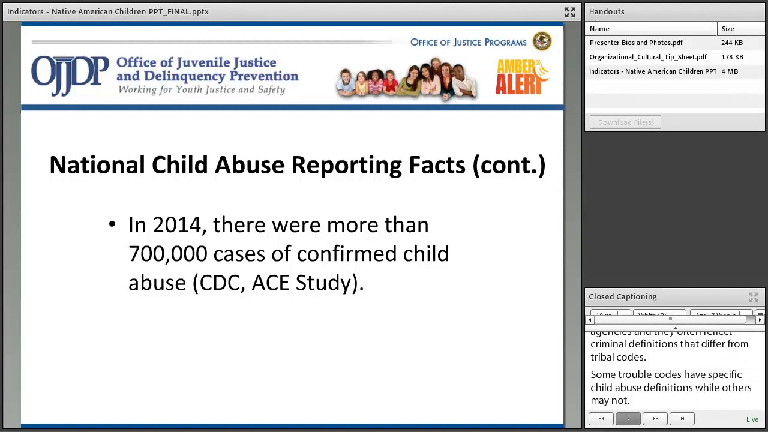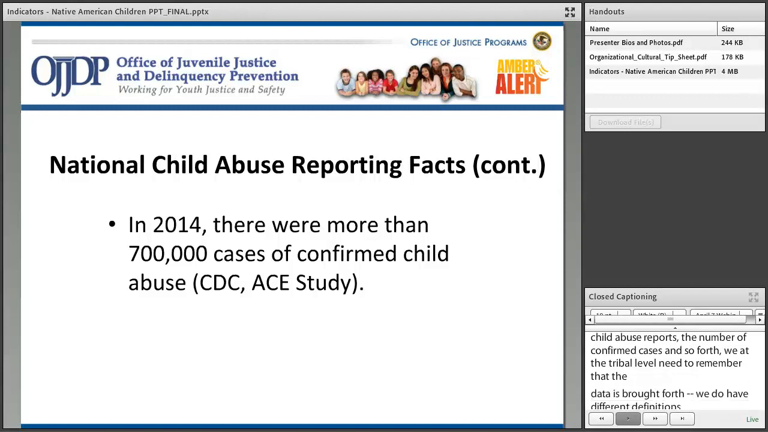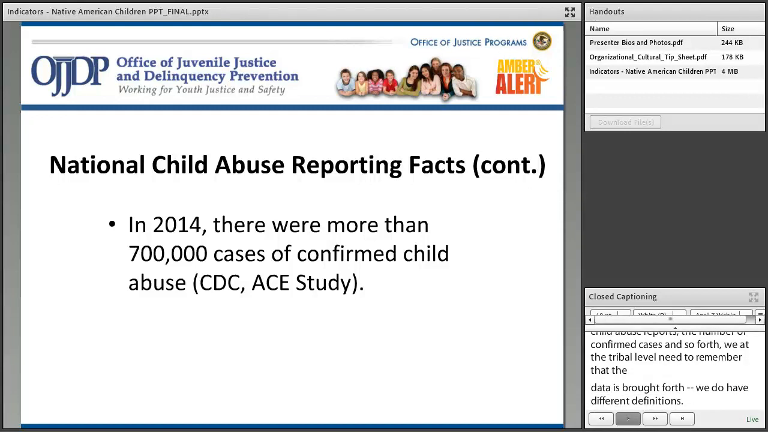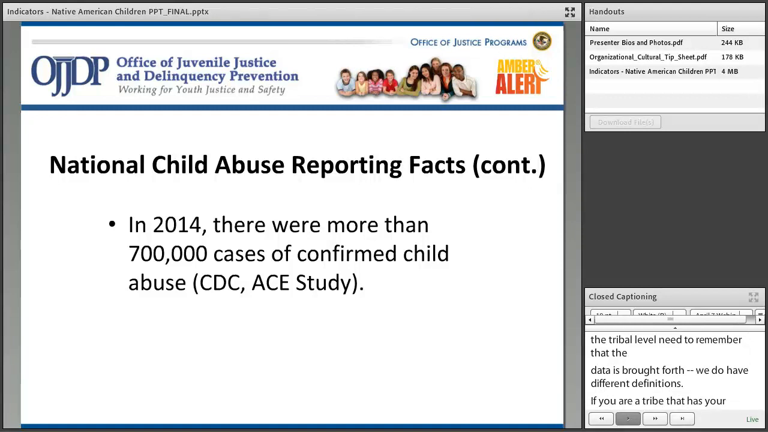And overall what I mean by that is that although we do have these alarming numbers that we see in regards to child abuse reports, the number of confirmed cases and so forth, we at the tribal level need to remember that the data is brought forth, but we do have different definitions. If you're a tribe that has your own child protection code, or your own criminal code or civil code or family code, the definitions oftentimes do not align with what state or federal agencies have defined as child abuse or child sexual abuse or neglect and so on.